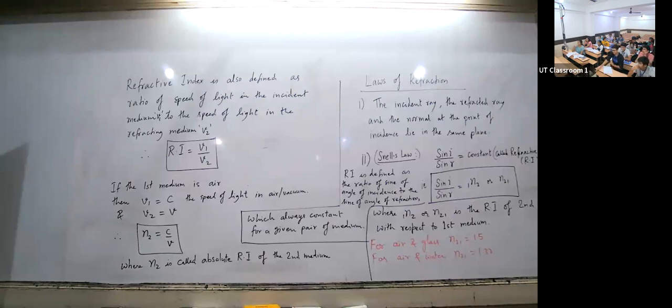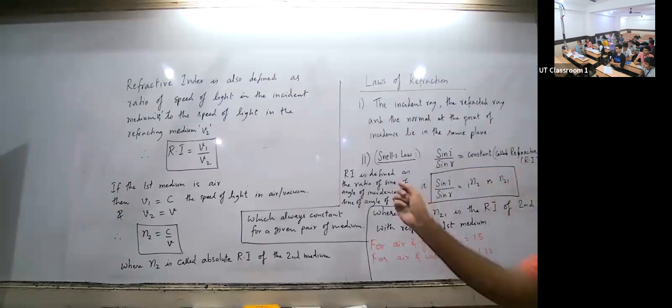Can you explain what? Snell is the name of a person. He first gave this relation after studying. Okay, so he did experiments and then he realized that the sine of i versus sine of r is always constant. Okay, so a little bit of introduction to sine, what it is.